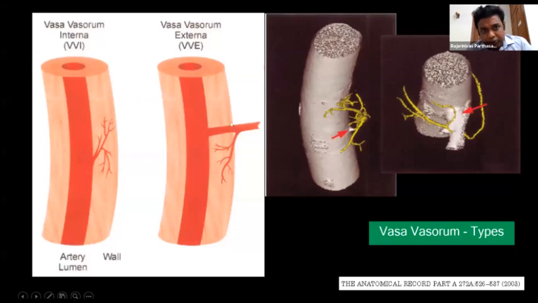There are two types of vasa vasorum: one is interna and the other is externa. In vasa vasorum interna, the vasa vasorum arises from the lumen of the main artery, whereas in externa, it is from a side branch.